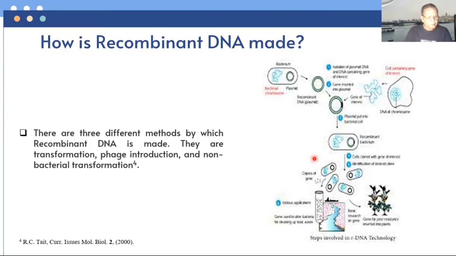Then the last is non-bacterial transformation. By using microinjection, the DNA is injected directly into the nucleus of the cell being transformed. The host cells are bombarded with high velocity microprojectiles, such as particles of gold or tungsten that have been coated with DNA.